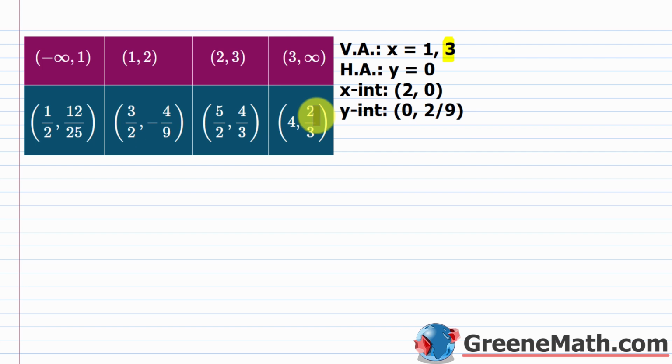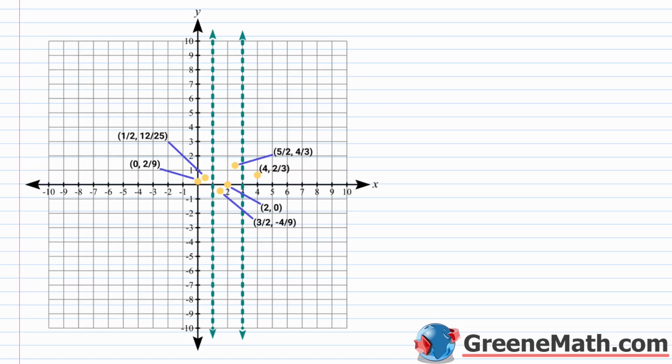Again, splitting up the number line into intervals, you have anything less than 1, anything between 1 and 2, between 2 and 3, and then anything greater than 3. These are just things that I picked out. Again, if you're picking something or you're working with decimals, don't worry about if you get something that's nasty, just round it and move on. So I have 1/2 comma 12 over 25. I have 3/2 comma negative 4/9. I have 5/2 comma 4/3, and then 4 comma 2/3. Okay, putting everything together, here's your 0 comma 2/9. Here's your 1/2 comma 12 over 25.